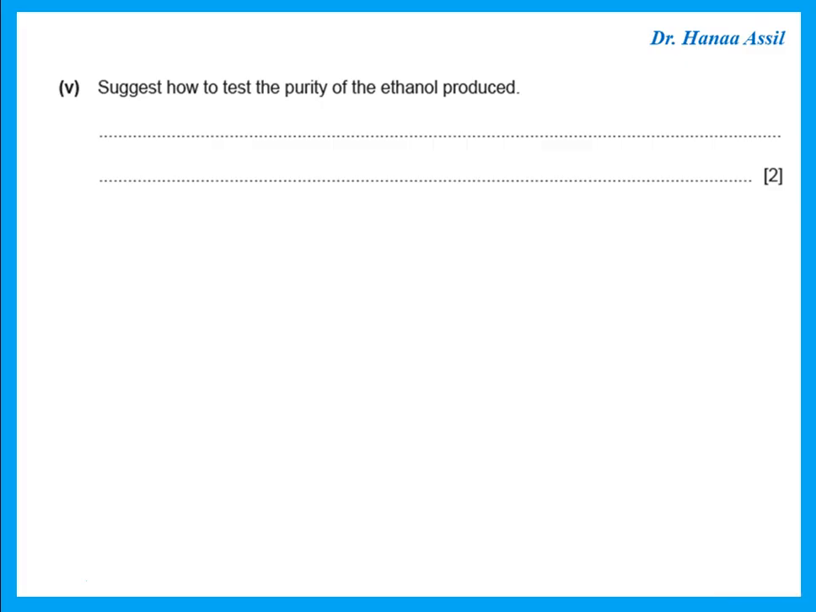Now, how to test the purity of the ethanol produced? Well, you know that ethanol is a liquid. So how do we test the purity of any liquid? To know if a liquid is pure or not, we determine its boiling point compared to the actual value. Remember that if it is pure, it should have a sharp melting point or boiling point. Of course, the melting point if we're talking about a solid, the boiling point if we're talking about a liquid. A pure liquid should have a specific boiling point, and it shouldn't be lower than the actual value in the data book.